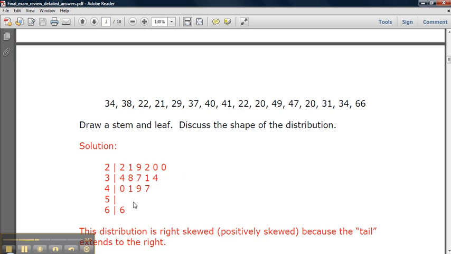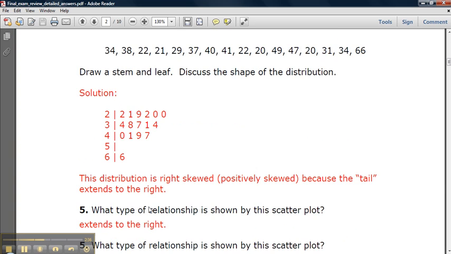And to describe the shape of this distribution, remember, if you can take this and turn it to the left, your tail is here, which is on the right, so it's a positive right skew. And a tail means most of your data is on this side over here, on the left. So it's skewed away from where most of the data is. Therefore, it's going to be right skew.